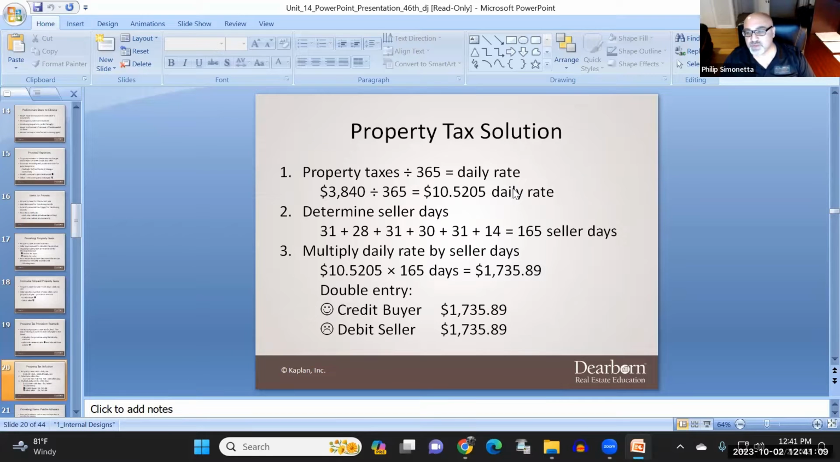So the first thing you do, you have the property taxes. It's 38.40 divided by 365. That's the first thing you have to find out. So it's $10.5205. Did you get that number? Yes, I got that number. The issue was with the days. Okay, so now let's look at the days.